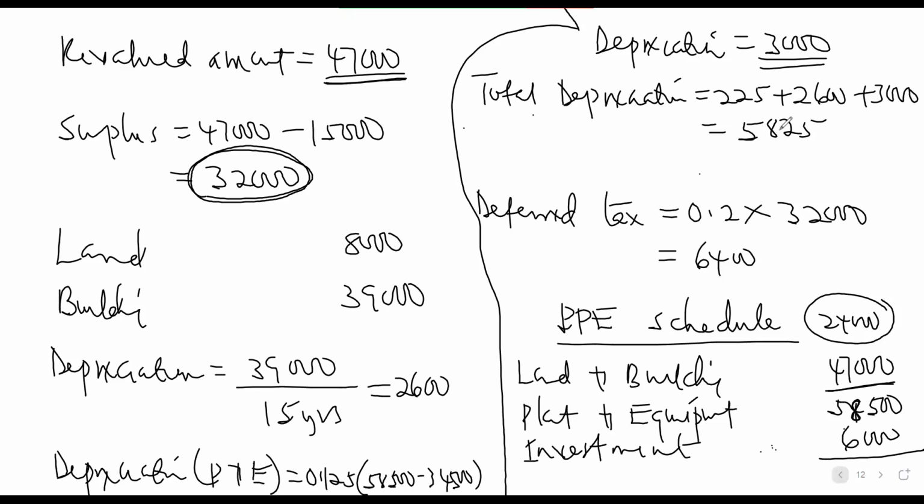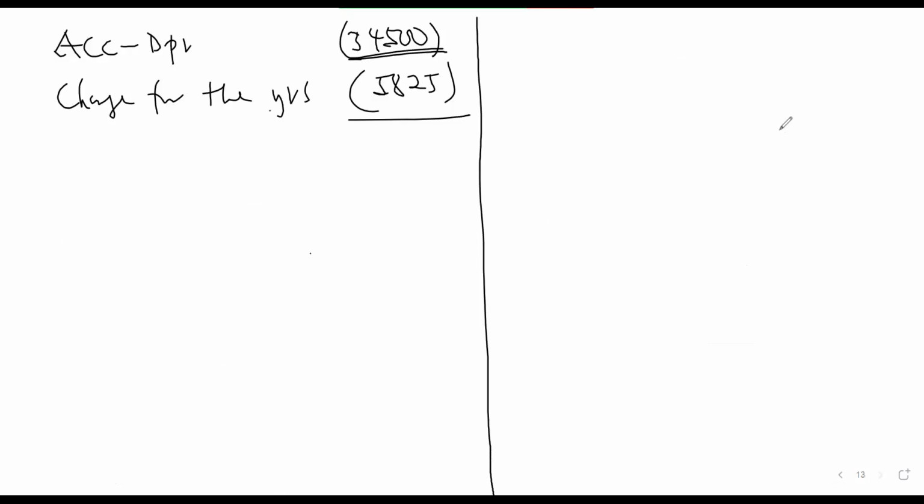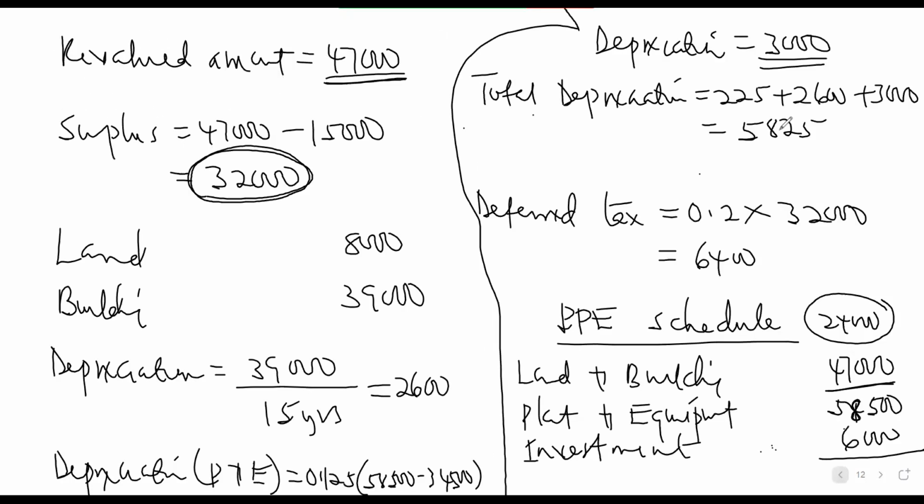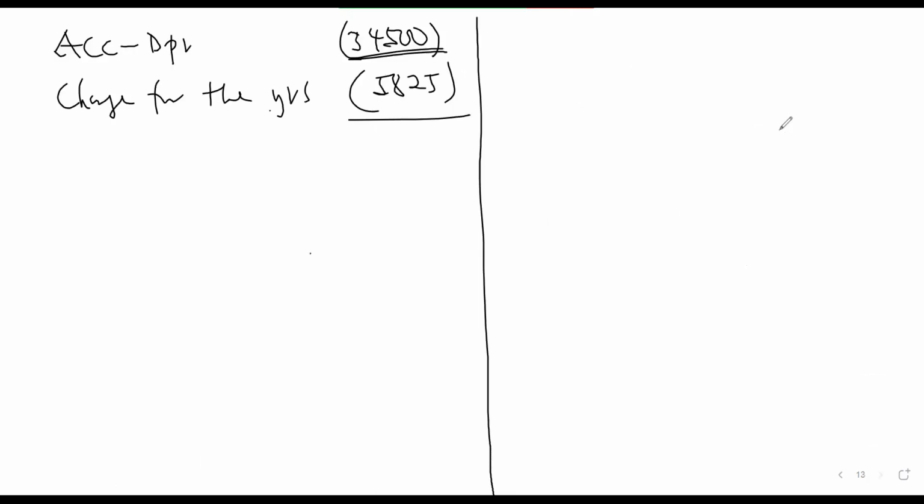But since we are picking the cost, it means that we have to come and take the accumulated depreciation from it over here. Okay. The investment property is 6,000. The charge for the year, the depreciation, is for the current year. So we have to reduce the building by 2,600, the plant and equipment by 3,000, and the investment property by 225. Okay. I'm saying that someone can also do it like this.